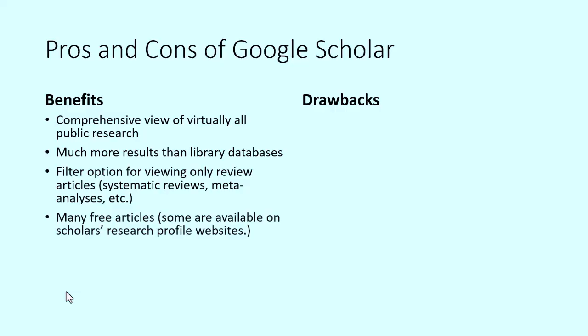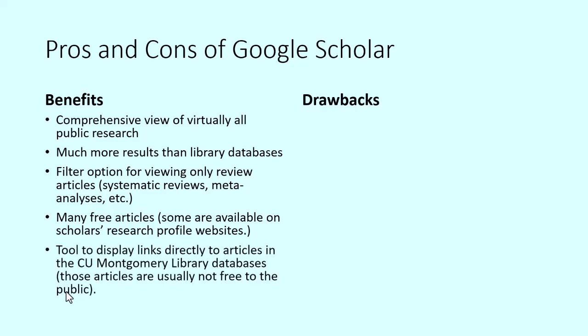They also have many free articles, and some are available on the scholars' research profile websites, or they're free through some government sources. And it also has a tool to display links directly to articles in the CU Montgomery Library databases. Those articles are usually not free to the public, but when you connect Google Scholar and our library, then you can get those articles for free as a student.